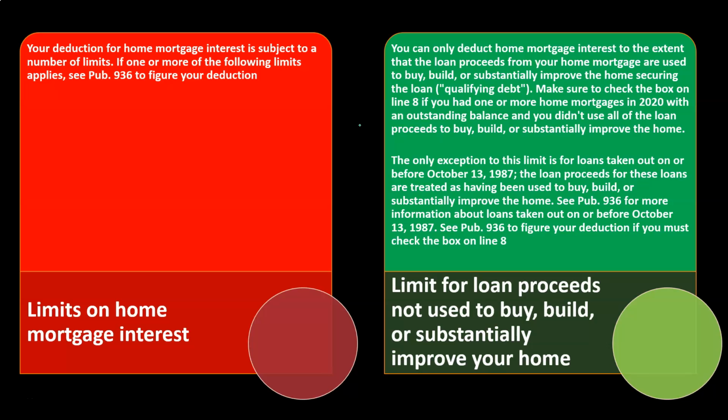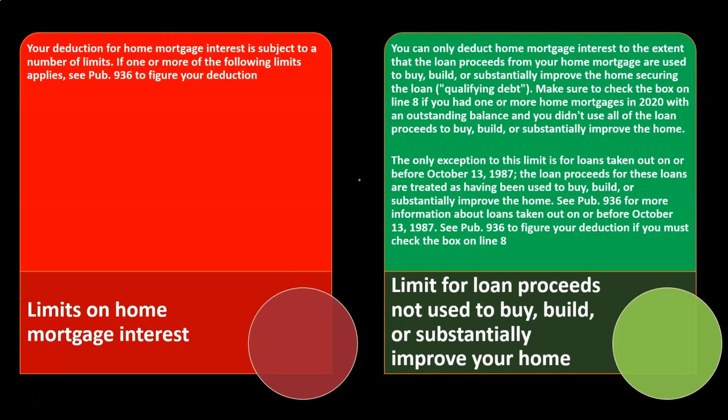So you can only deduct home mortgage interest to the extent that the loan proceeds from your home mortgage are used to buy, build, or substantially improve the home securing the loan. That's going to be qualifying debt. Make sure to check the box on line 8 if you had one or more home mortgages in 2020 with an outstanding balance and you don't use all the loan proceeds to buy, build, or substantially improve the home. So the general rule: buy, build, substantially improve the home. That's when the interest related to the loan would be deductible.